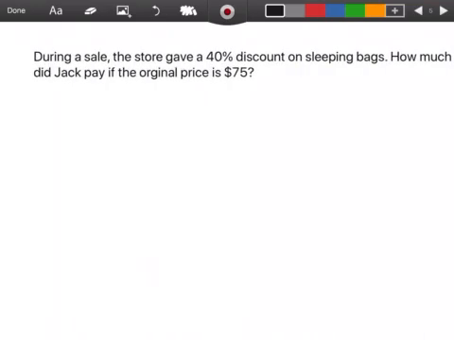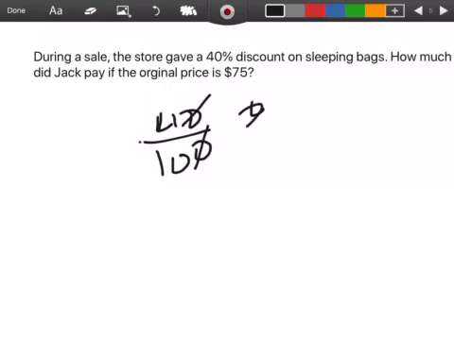During a sale, the store gave a 40% discount on sleeping bags. How much did Jack pay if the original price is $75? So we first need to find, you convert this into an equation. So we need to find 40% of 75. So 0.4. We can also do it like this instead of doing over 100. We can just do 0.4. But actually, I want to stick with 40 over 100. These two can cross out, and you get 2 over 5. If you simplify it, times 75.